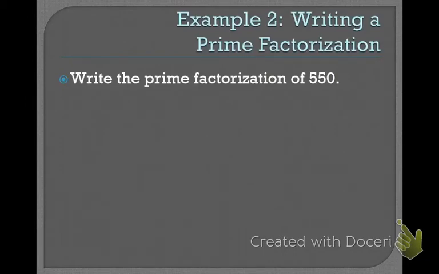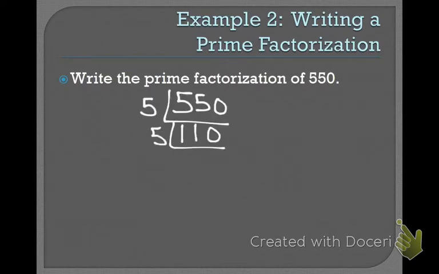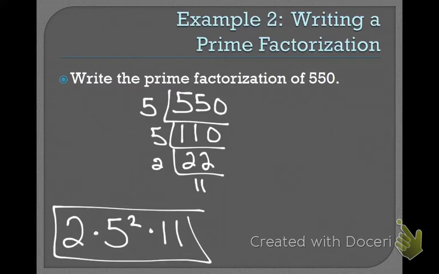What did you start by dividing? 5. You did 5? Okay, I did 5 too. All right, and then 110, 5 again, 22, 2, and 11. When you write this prime factorization, you need to make sure that you write it in numerical order. So which prime factor is the smallest? 2. 2 times 5 squared times 11. All right, and that's the prime factorization. Who got that right? Okay, very good. So that's how we're going to do that.